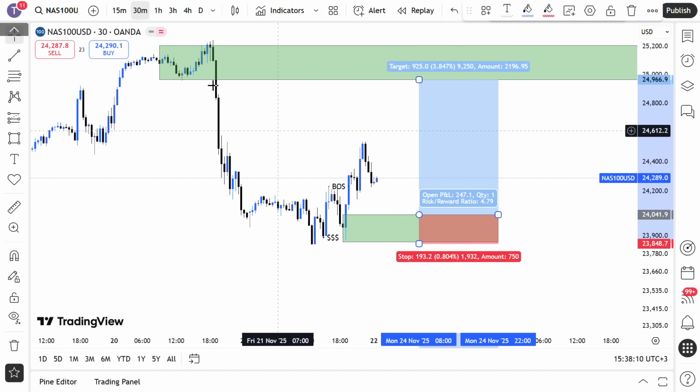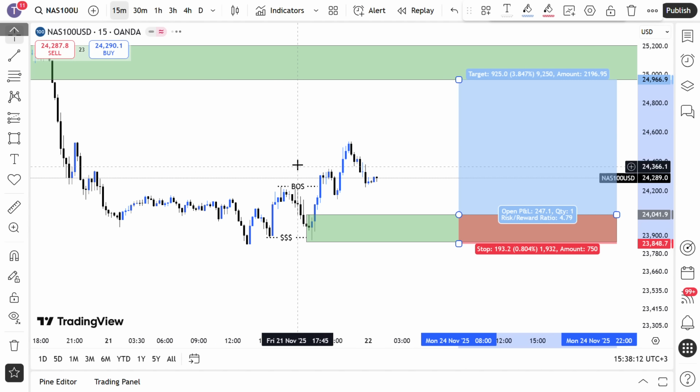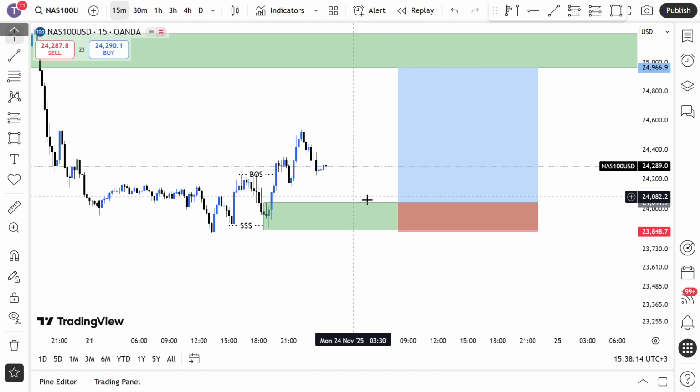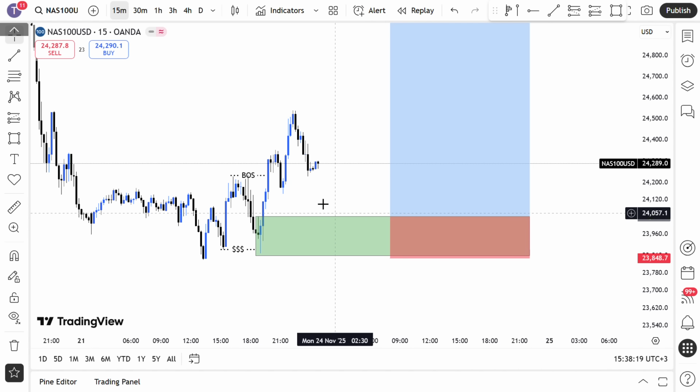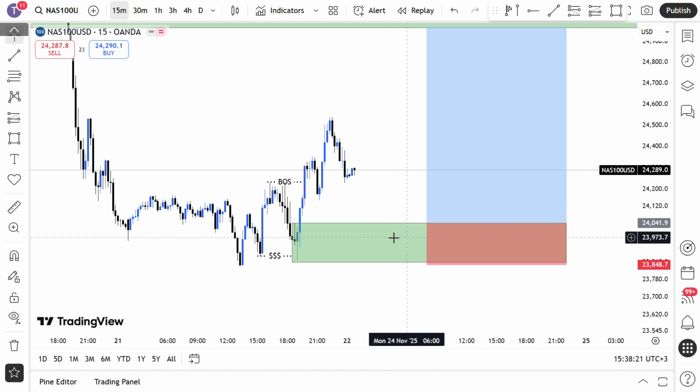So that is my view on NAS 100. If we come to the 15 minutes time frame, that is my point of interest. A very good trade to take. So watch out for this area. Let's try to utilize this opportunity.